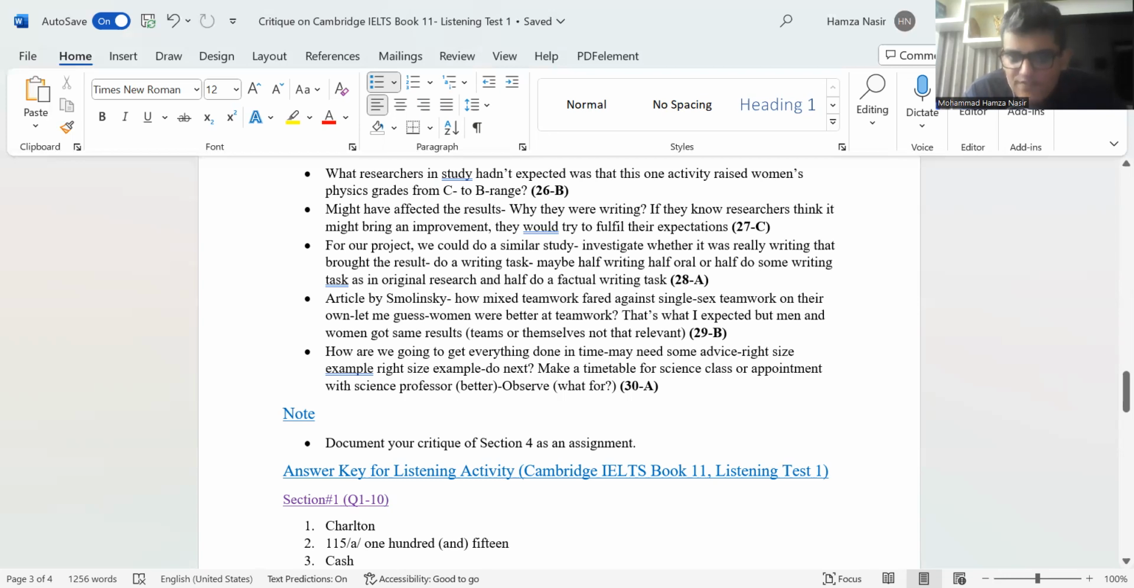How mixed teamwork fared against single-sex teamwork on their own? Let me guess. Women were better at teamwork. That's what I expected, but men and women got the same results. In other words, the teams were not that relevant. Okay. So the answer for 29 is going to be B. That is, it had no effect on the performance of men or women.